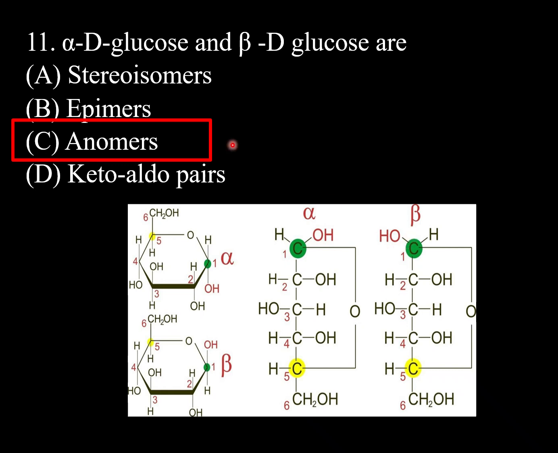So the right option is alpha glucose and beta D-glucose are known as anomers. And this MCQ can be asked in a reverse form, that anomers are, and the options might be given differently, but you have to choose that alpha glucose and beta glucose, the alpha and beta forms, are known as the anomers.